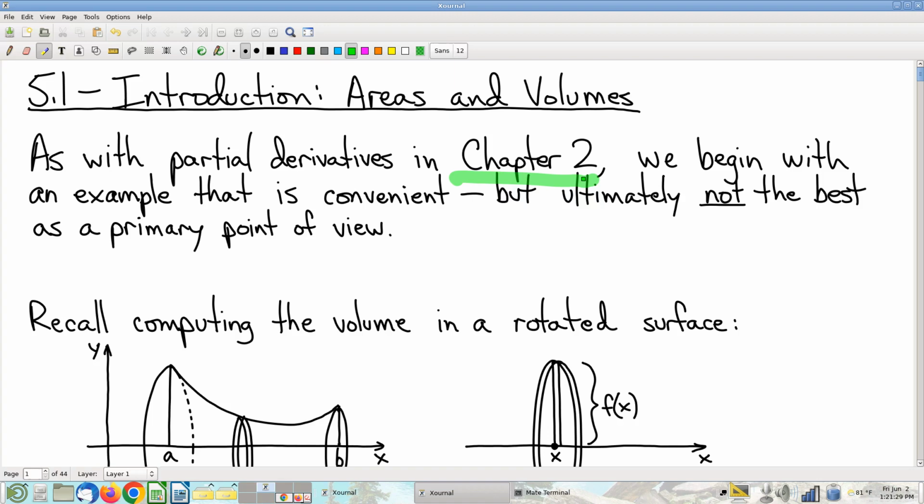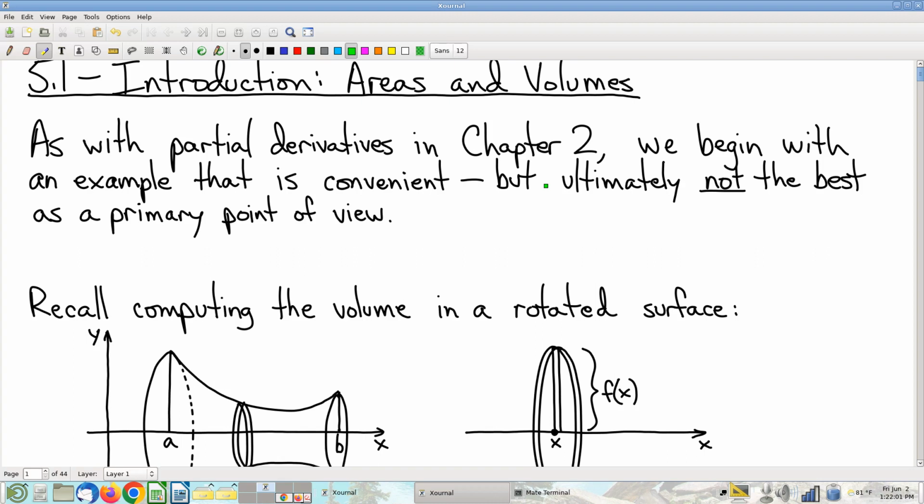We do partial derivatives first because it's accessible and convenient and useful in various different ways, and it's just a nice sort of segue in a sense. So in the same way here, the very first thing I'm going to do in integrals is not really how you ought to think about integrals. I'm going to start with something that's accessible and convenient, and we're going to develop a more sophisticated point of view on this later, possibly later today. We'll see. But anyway, here we go.